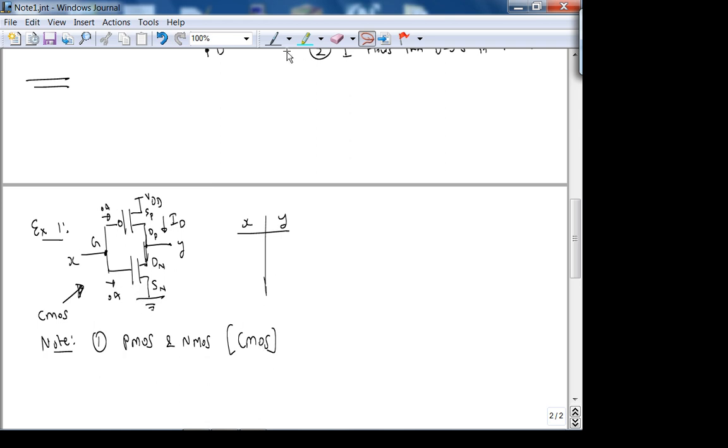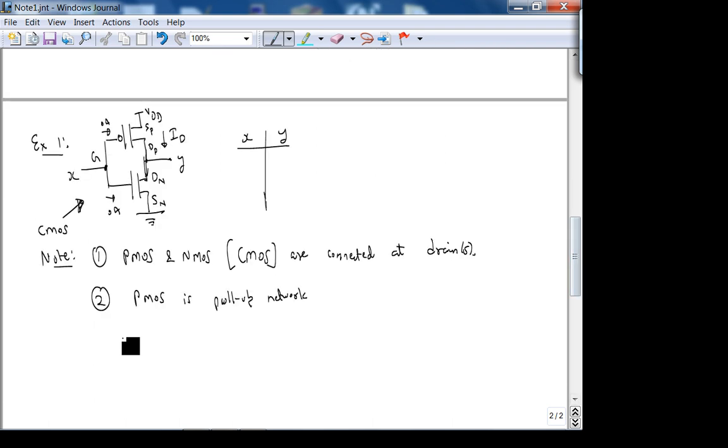Okay. So PMOS and NMOS are connected at drain. Their source terminals are not connected. Second, PMOS is the pull-up network. That's the topology of CMOS. And NMOS is the pull-down network. These are two points you should remember. And you should never memorize anything. You should understand why it's coming and then do enough problems so it becomes second nature in your area of interest. Like I always say, there is no such thing as a formula. There are only concepts that lead to mathematical expressions that become formulas in your head after enough practice.